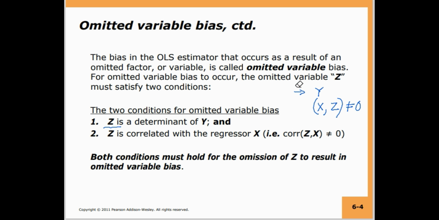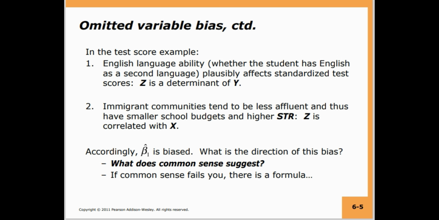So you have to remember this, and in the course we will come back to this concept over and over again of the omitted variable bias, and both of these conditions have to be met for the estimate to be biased. So let us look at a particular example. We were looking at how student-teacher ratio has an effect on the test score. Okay, so the test score was your dependent variable, a function of the student-teacher ratio.